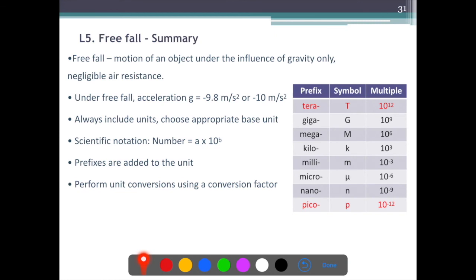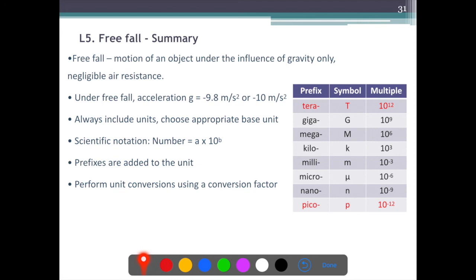And essentially, that's this lecture. We learned about free fall. It's the motion of an object under gravity only. The air resistance is negligible. And so the acceleration is called gravitational acceleration g, and it's constant. It's negative 9.8 meters per second squared. The negative tells us that the acceleration is always directed downwards.